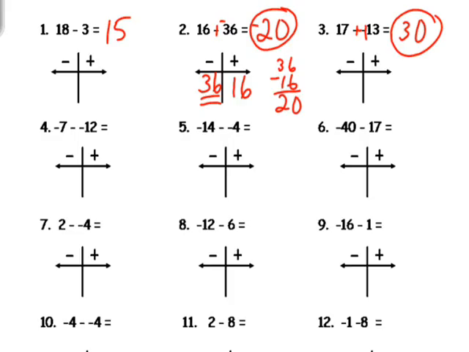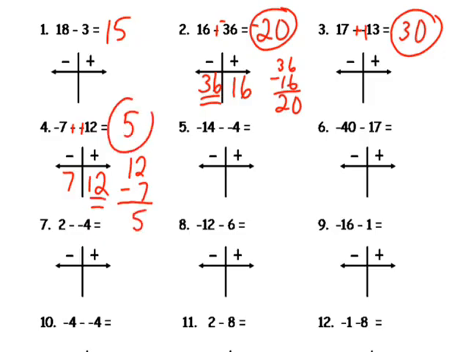In the next example, we have negative 7 minus negative 12. Let's turn this into addition. So I'm going to add the opposite. So now I have negative 7 plus positive 12. I've got a war. Which side was stronger? The positive side was stronger. It's positive 5.